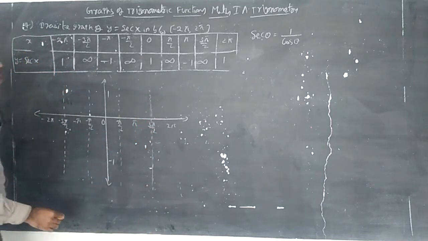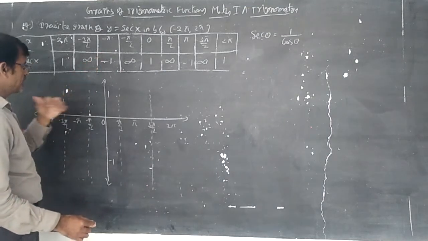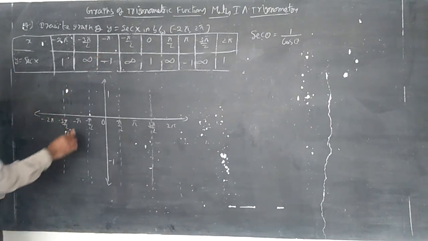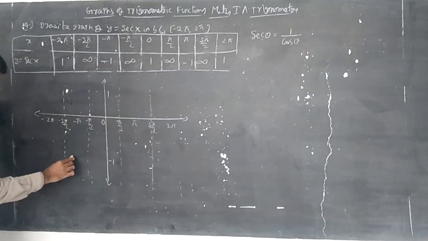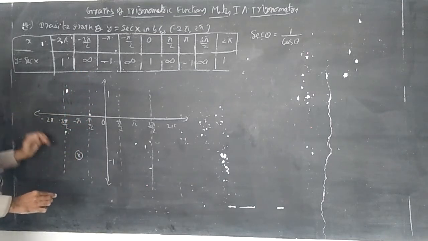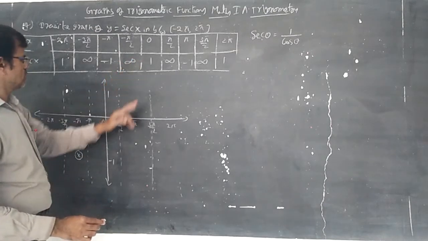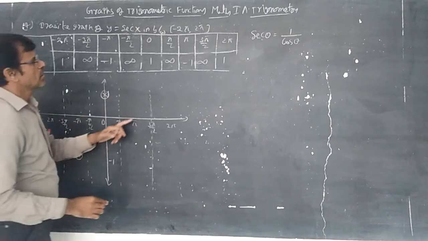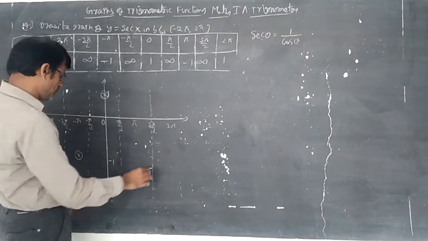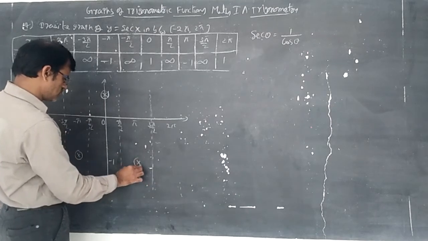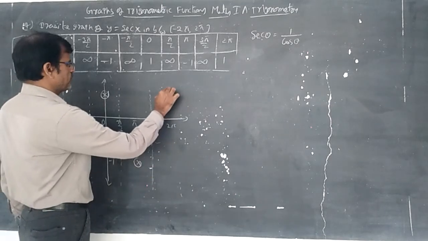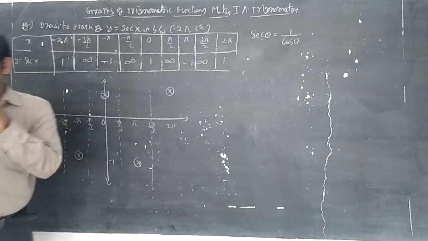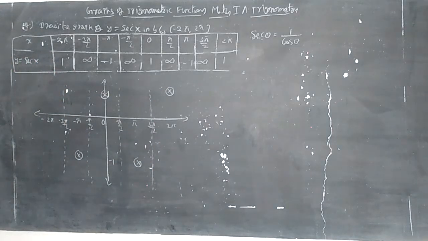Now put here the value at minus pi. Secant of minus pi we got as minus 1. Put it here. And next, for 0 it is 1. Put the symbol here. For pi, once again it is minus 1. For 2 pi it is 1. You can understand here according to our domain concept.